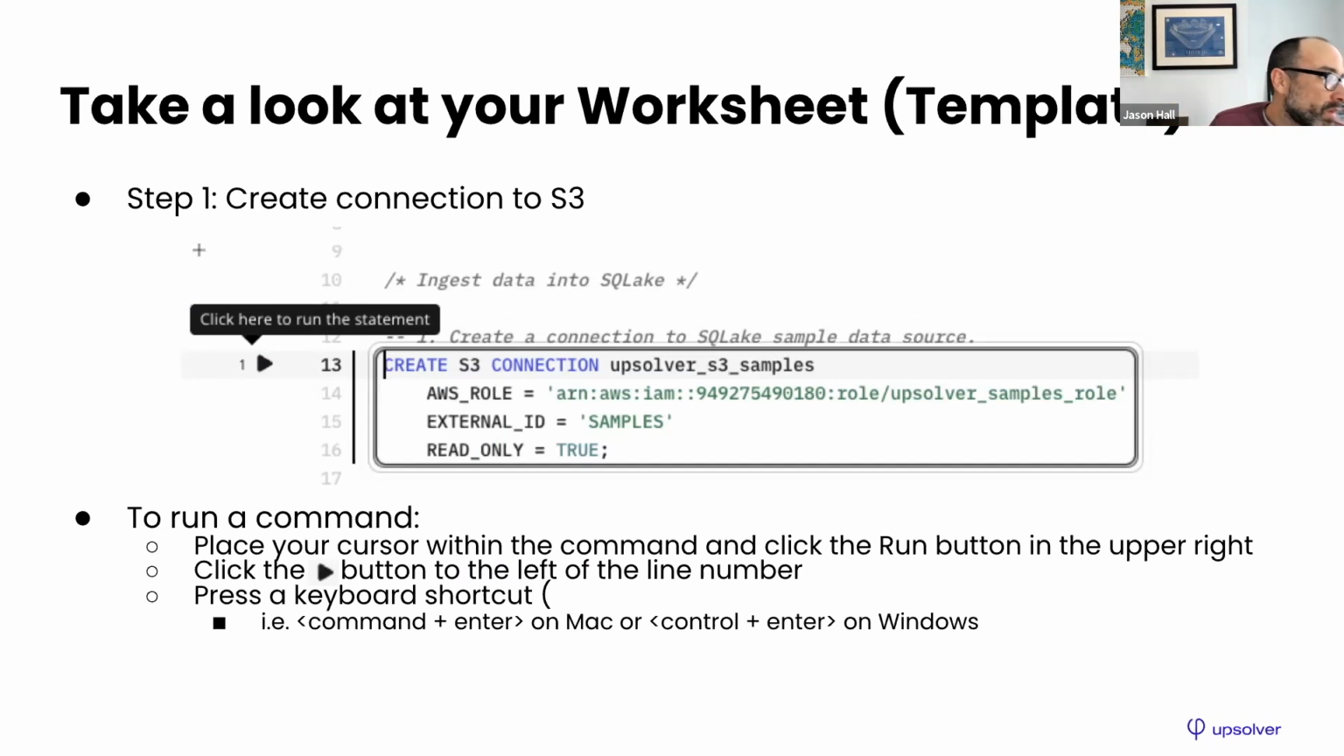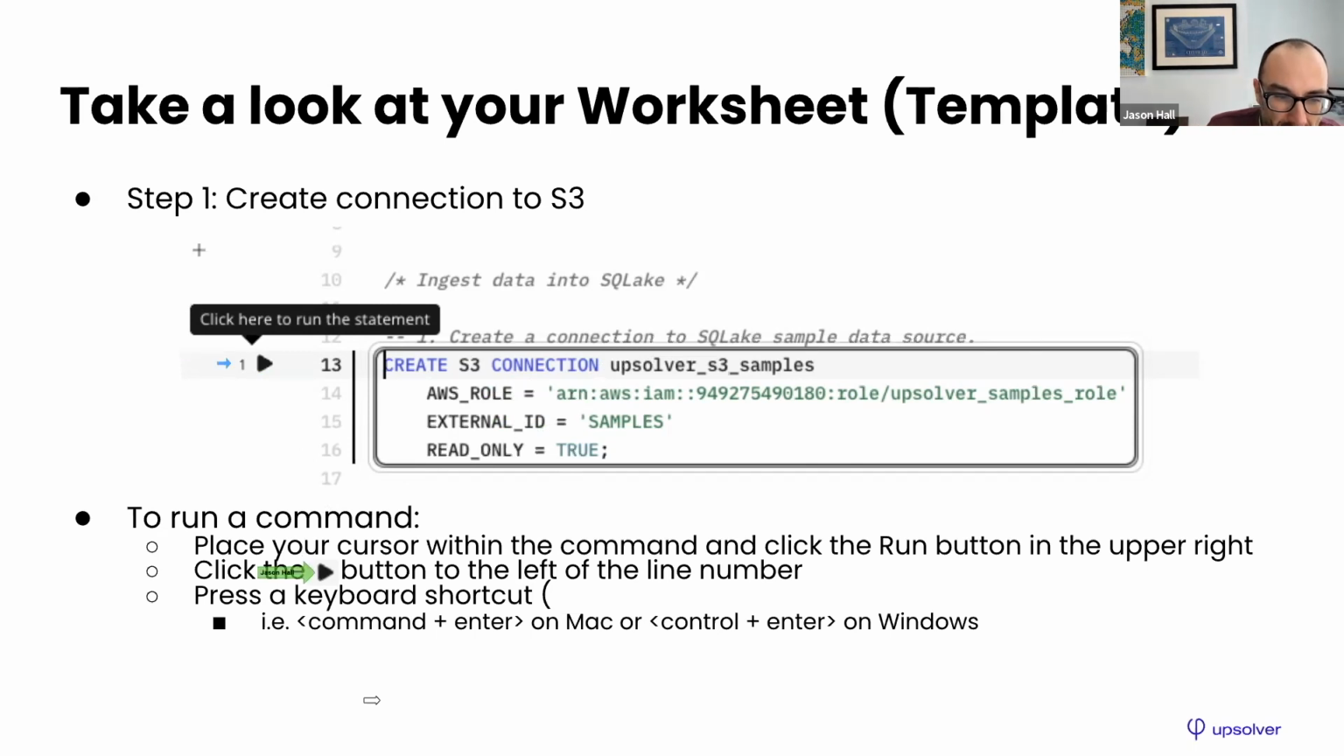You'll see it's a SQL command, and this is the command that we're going to use to connect to our S3 bucket, right? Again, this is where our sample data is. It's in S3. And if we click on that little triangle to the left-hand side of line number 13, it'll go ahead and create the connection for us. There's not much to this command, just give it a name. Connect with an AWS role and external ID. We're setting it to read only. And with that one SQL statement, we can create a connection to S3 that we can read data from.